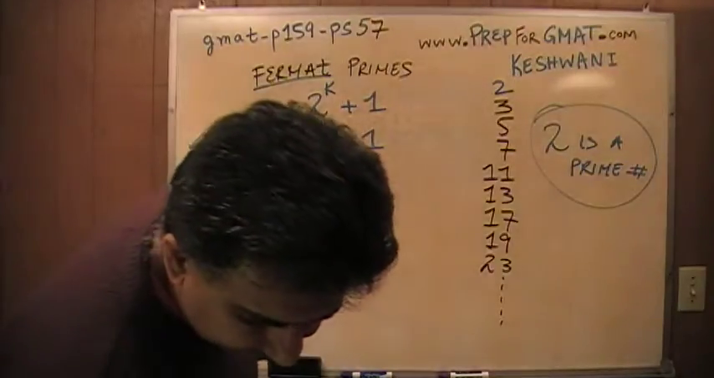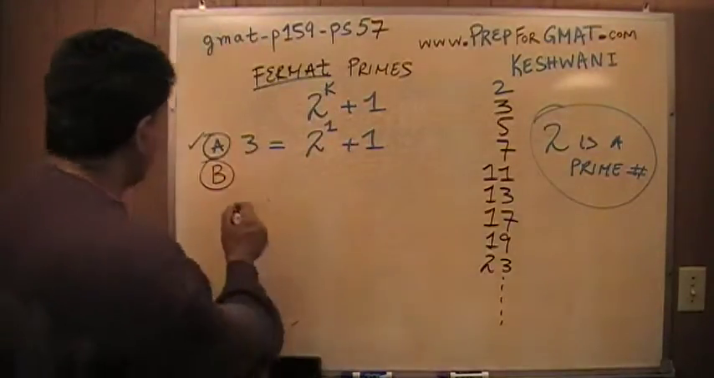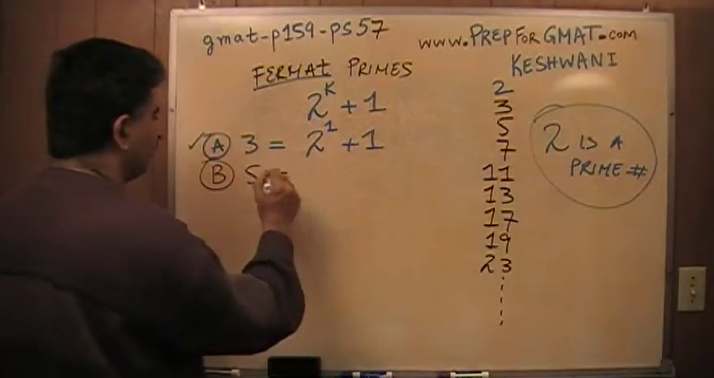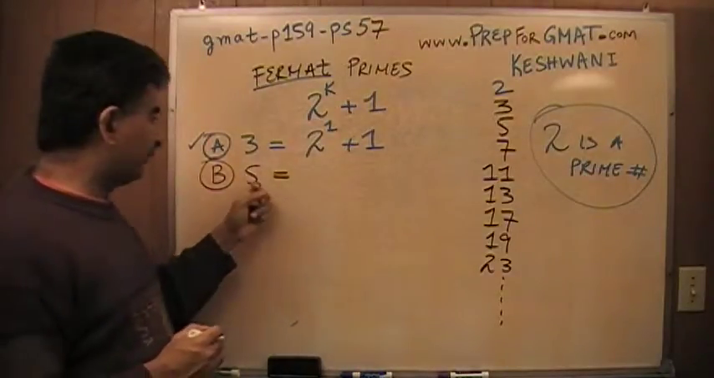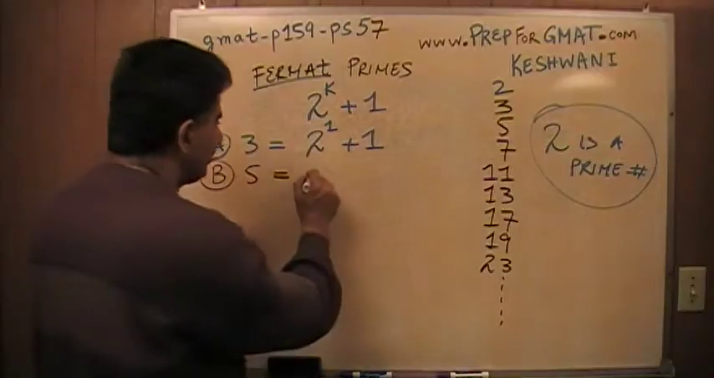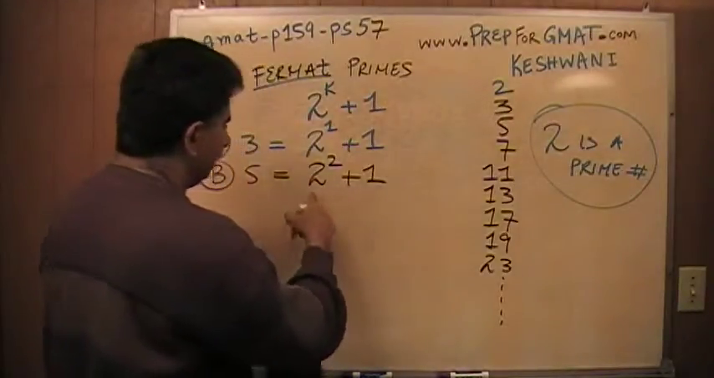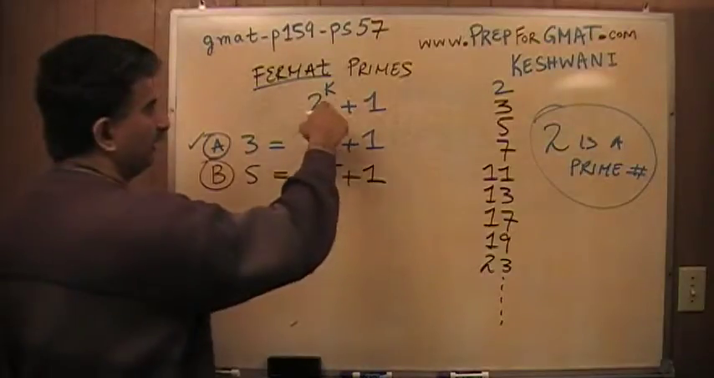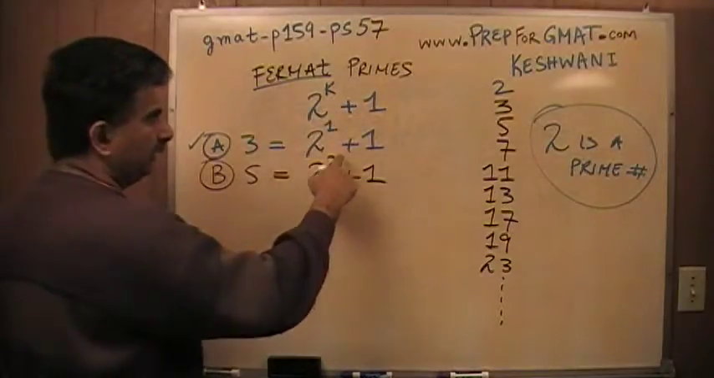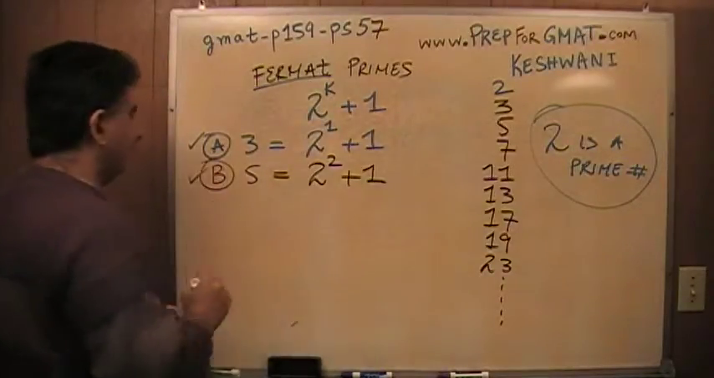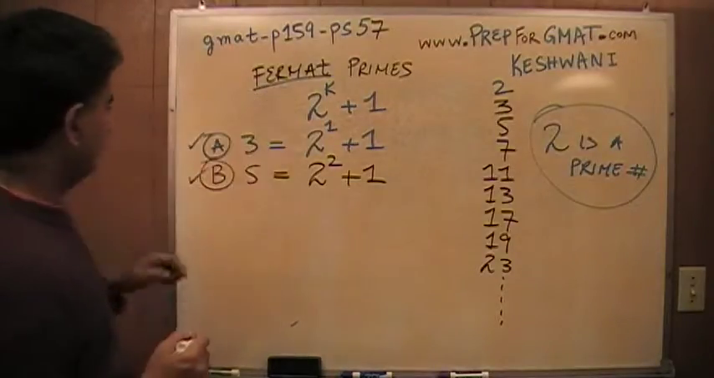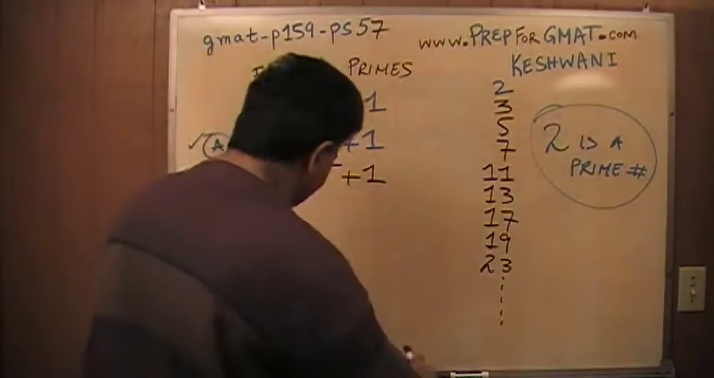B says 5. Of course 5 can also be written in this form, because if you subtract 1 from 5 you get 4, which you can write like this: 2 raised to 2, plus a 1. 5 can be written in this form, 2 raised to some power, the power being 2 here, plus a 1. So that is a Fermat prime. Let's look at C.